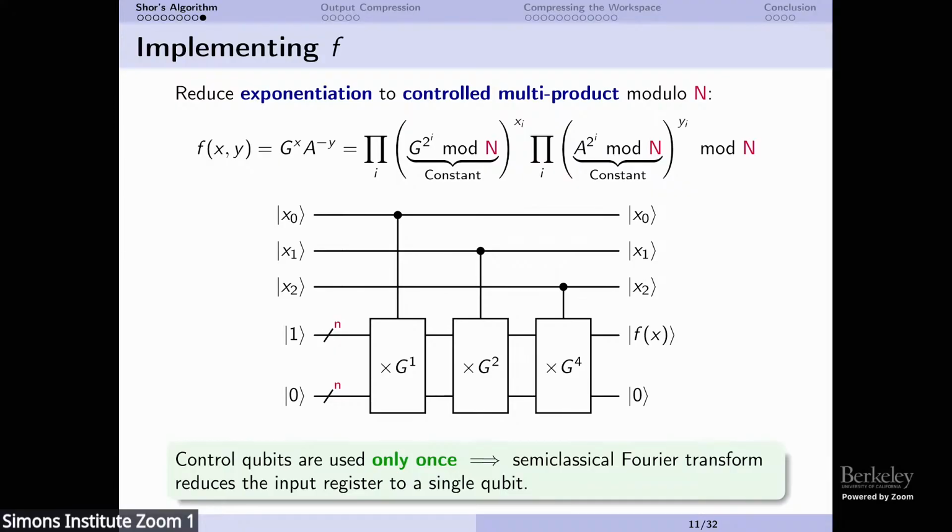Now, usually in Shor's algorithm, we don't really care about the input register, because if you use all the control qubits only once here, you can do what's called a semi-classical Fourier transform, which will transform this into an input register with only a single qubit that you reuse and that you reset all the time. So we don't really care that much about the input, usually, because it's a single qubit. And what happens is here, it's how we can compute f, and especially these modular multiplications. And usually, this takes us 2n bits. We need n bits for the value of f, and we need n bits for ancilla qubits.